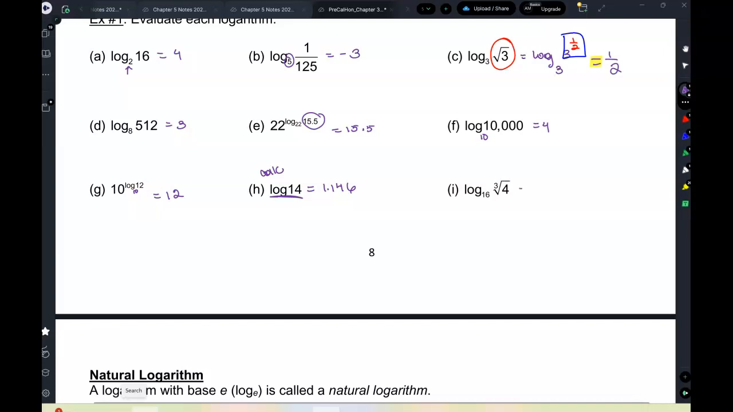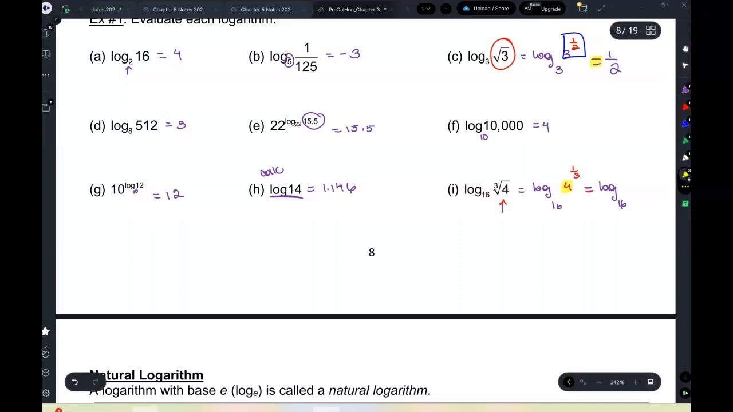Oh, what about for this one? So let's see this. This is log base 16, and I write this as 4 to the power of a third. Now what I want to do, this is a base of 16. I want to write the 4 as a power of 16, right? So how can I do that? I want to do it 16 to the power of 1/2. Do you see that?